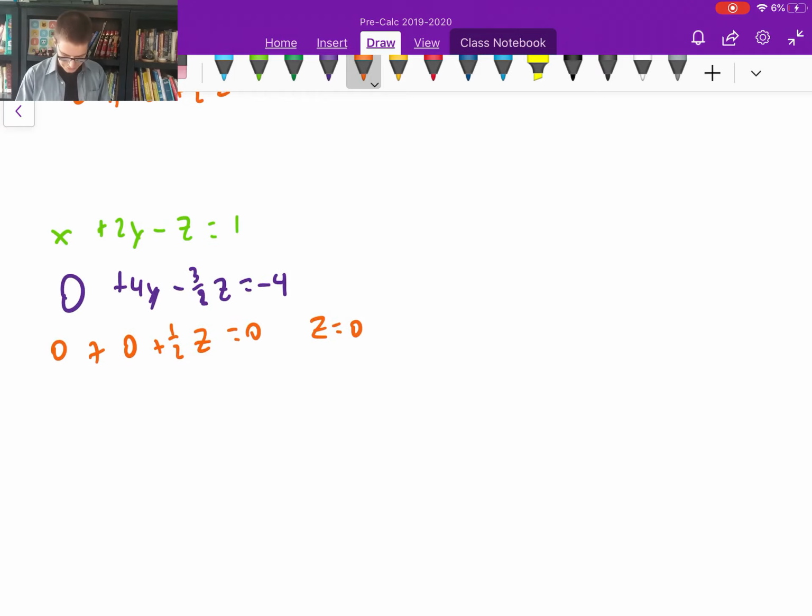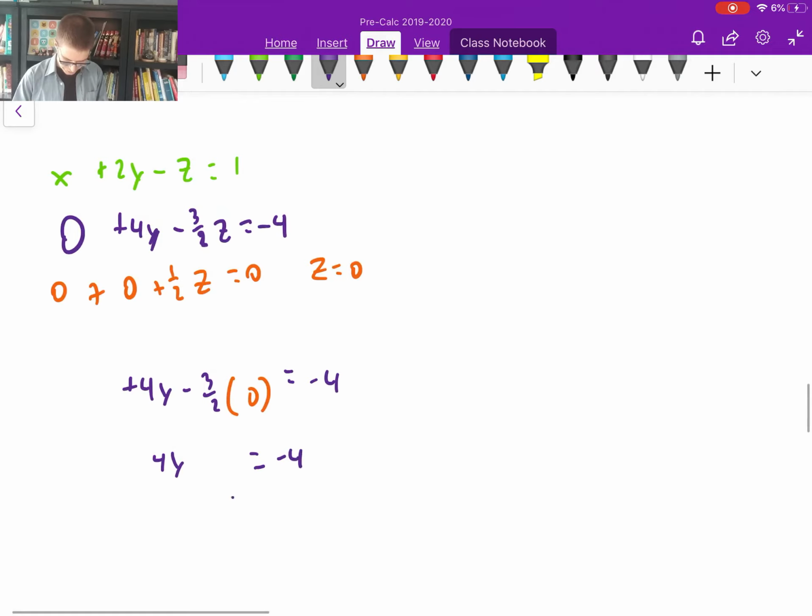So we get, let's see, plus 4y minus 3 halves times 0 equals negative 4. So that gives us 4y equals negative 4, or just y equals negative 1. Great, so y equals negative 1, z equals 0.